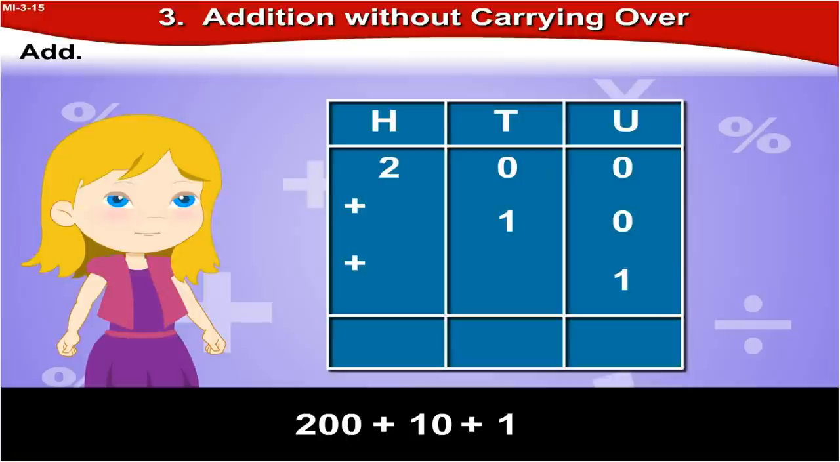So, in the units column, we have 0 units plus 0 units, that is 0 units, plus 1 unit, which means the answer is 1 unit. In the tens column, we have 0 plus 10 plus 1 ten, that is 1 ten. In the hundreds column, we only have 200, so we'll write 2, which means the answer is 200, 1 ten, 1 unit, that is 211.